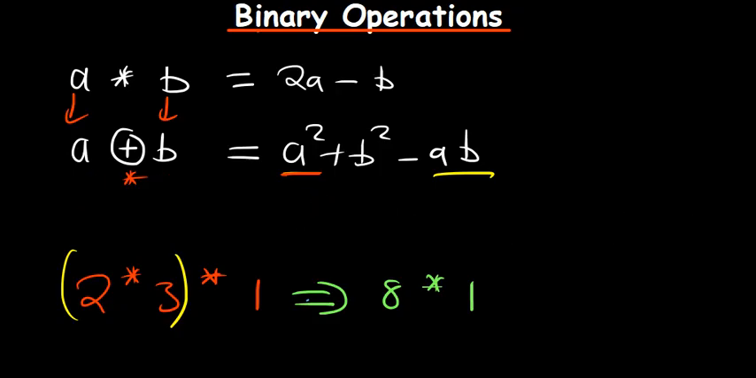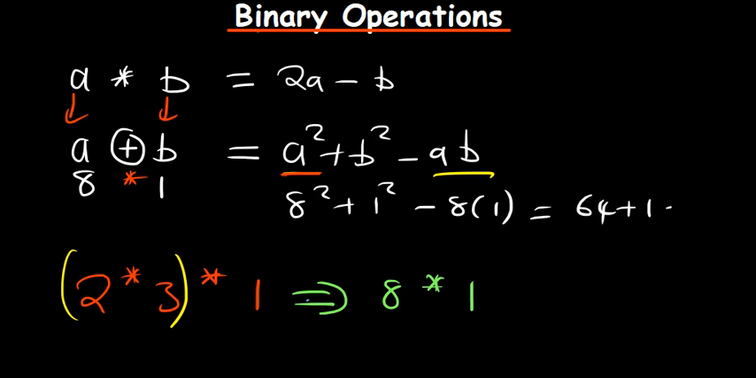On the next stage, we'll update our values. We'll have 8 star 1. So we have 8 squared plus 1 squared minus 8 times 1. So that would be 64 plus 1, 65, minus 8. So 64 minus 8 is going to be 56, plus 1, 57.